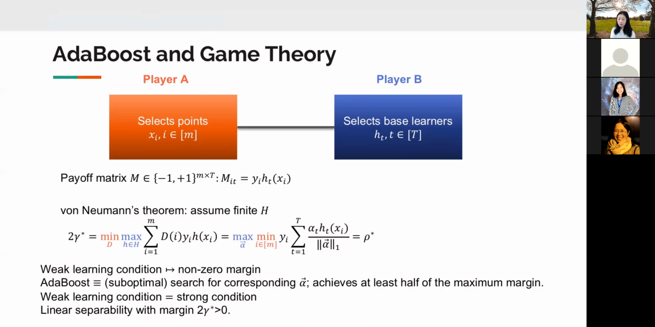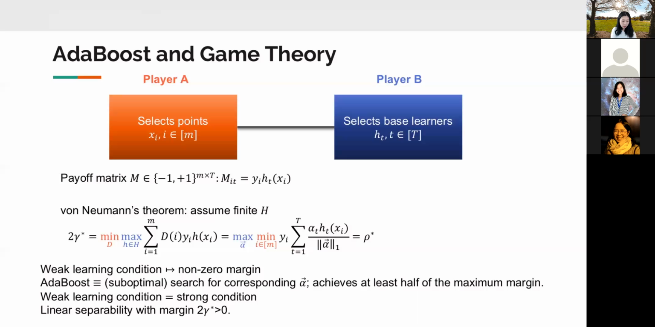So AdaBoost can be thought of as a game between player A and player B. What is player A doing? Player A is essentially selecting points, xi, from this training sample, so i could be from 1 to m. And now player B is going to select base learners, which gives you ht, where t is chosen from 1 to capital T.